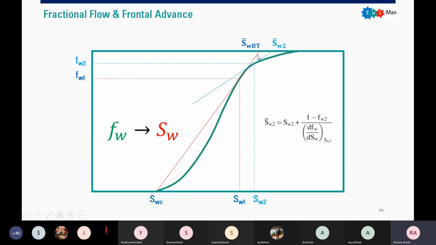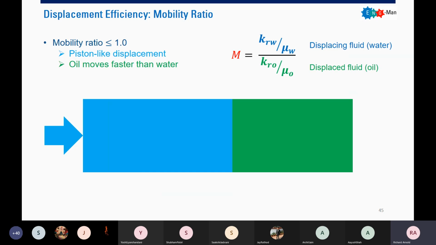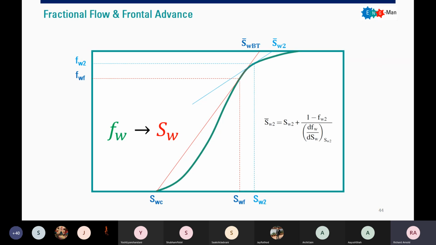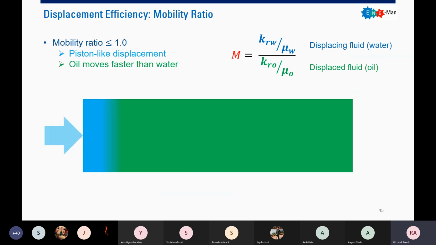Okay, using this plot or numerically, you can also calculate it this way. So finally, you know the average water saturation within your reservoir. Okay, so it means that now you can calculate your displacement efficiency. And also displacement efficiency is influenced by mobility ratio.